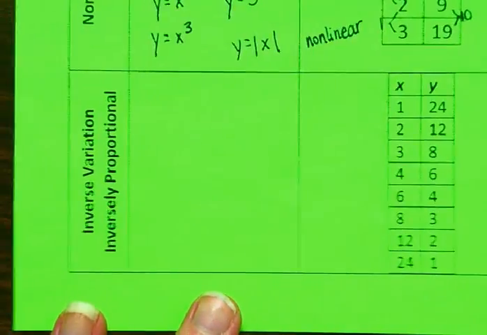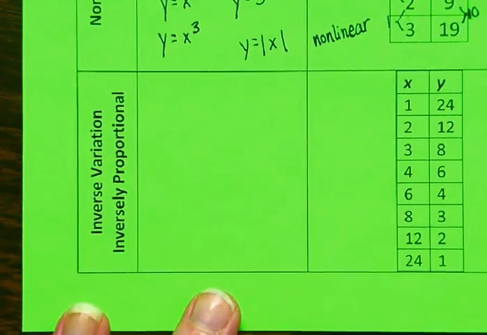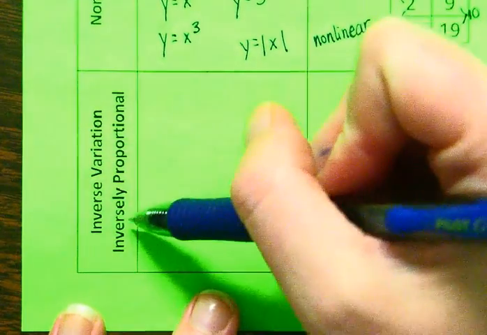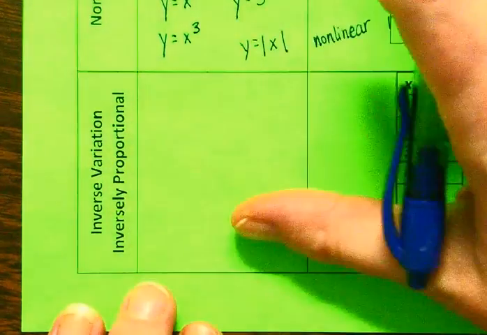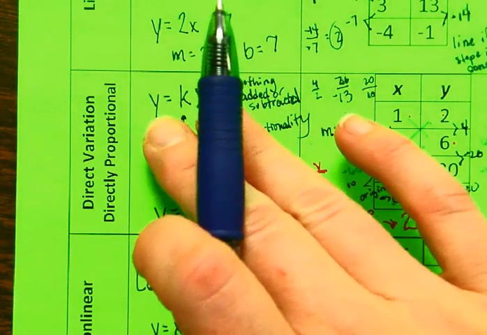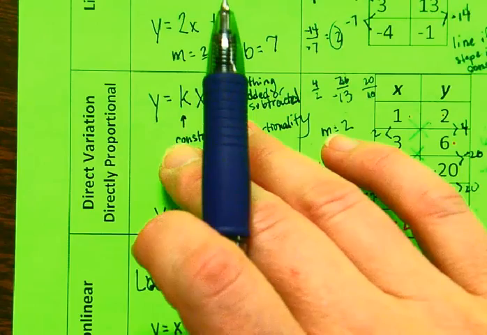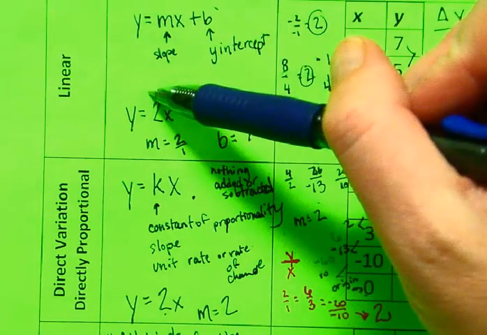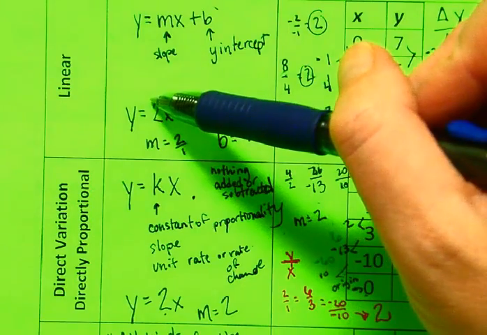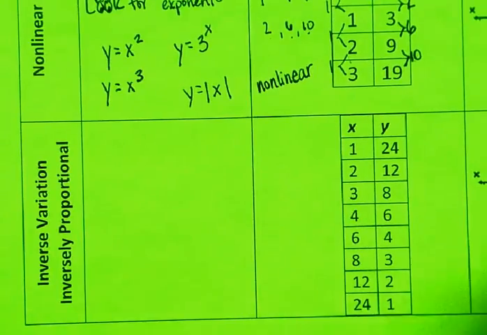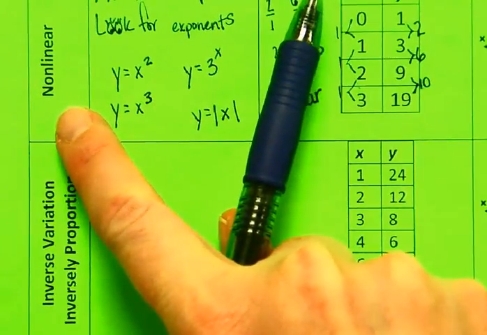So now for our final installment on types of relationships, we're going to look at inverse variations, or inversely proportional. It's kind of going to be the opposite of direct variation, or directly proportional. Now if a direct variation is a special kind of linear relationship, then an inverse variation is going to be a special kind of nonlinear relationship.